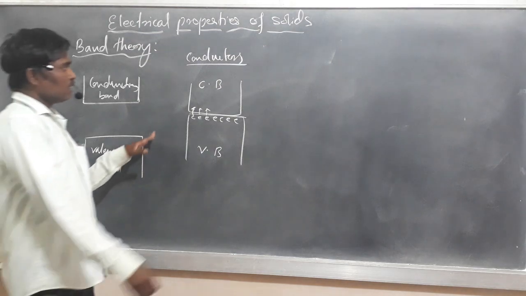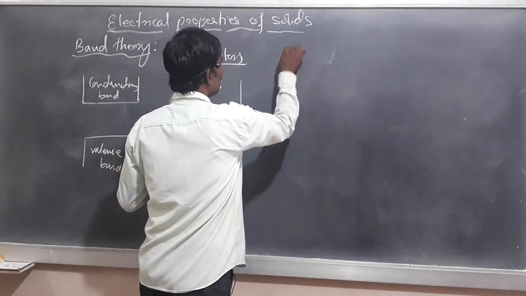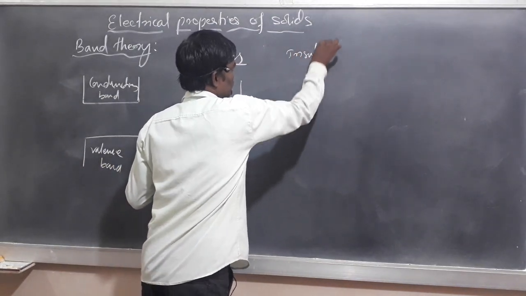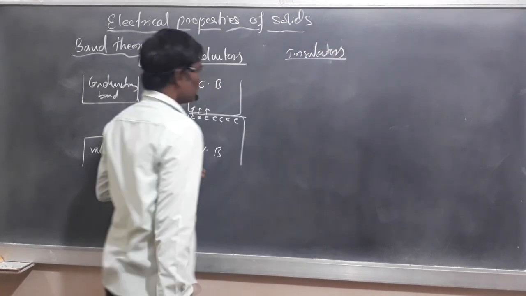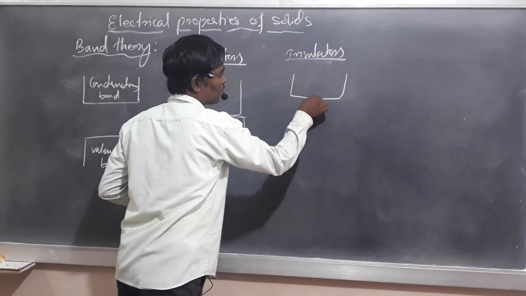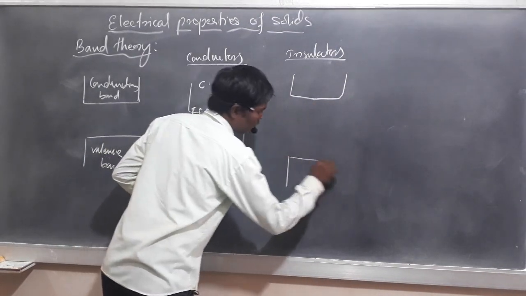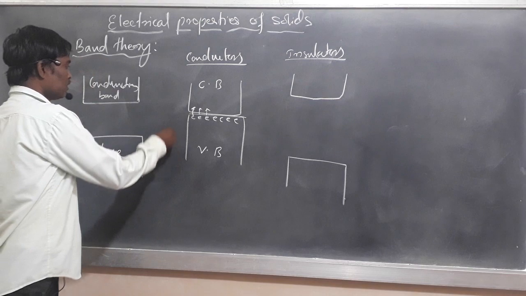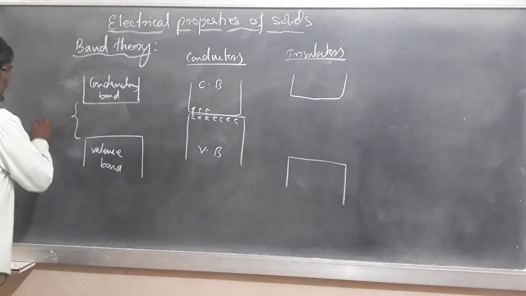And in insulators, there is a large energy gap between the valence band and the conduction band. This gap we refer to as the energy gap.